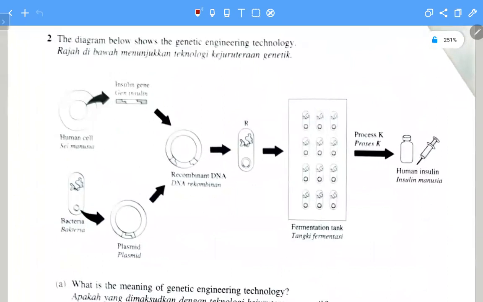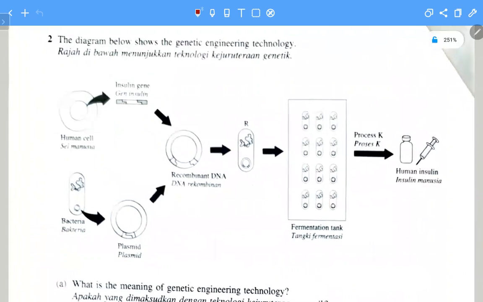Right. Number two, the diagram below shows the genetic engineering technology. So I did explain to you how this actually works, right? This is a way to get insulin in a very cheap way. I remember explaining to you that last time, if a diabetic patient wants to use insulin, they'll have to get it from animal sources. But in this case, now because we have genetic engineering, we're able to manipulate microorganisms to basically do the job for us. They'll produce a lot of insulin for us in a shorter period of time without any animal cruelty involved. Okay. So in this case, how do we do it?